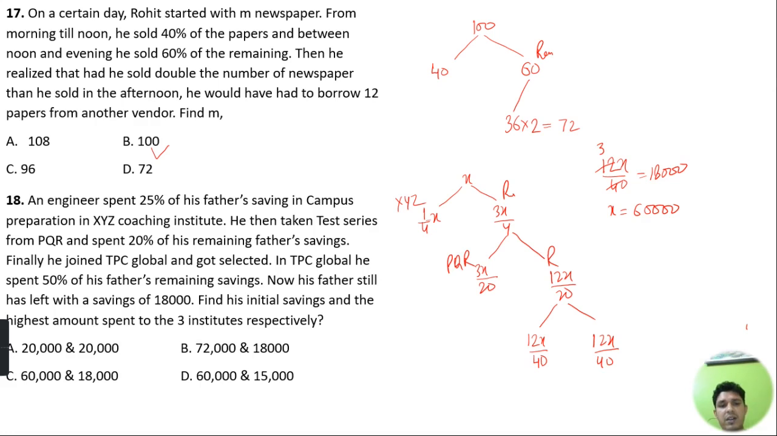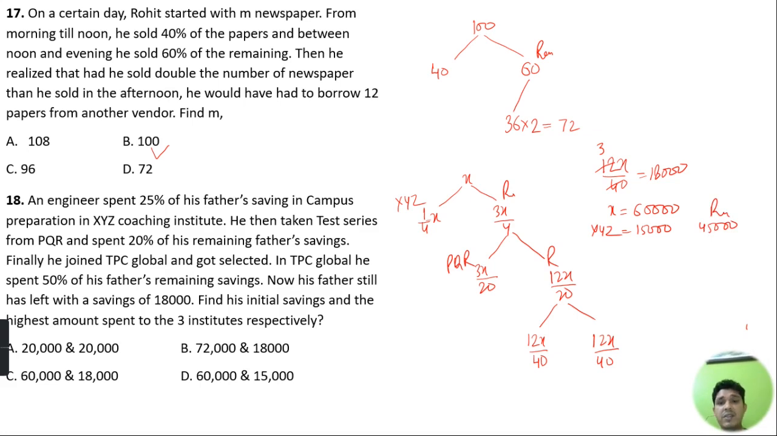And what we have to find is his initial saving and the highest amount spent in the three institutes. Okay, let's check the highest amount he has spent at XYZ. At XYZ he spent 25%, right? So 25% is how much? 25% is 1 by 4, so this will be 15,000, right? 15,000. And the remaining is 45,000.